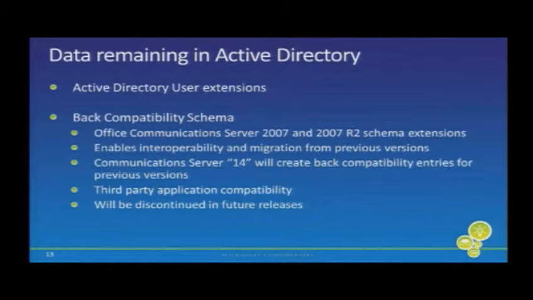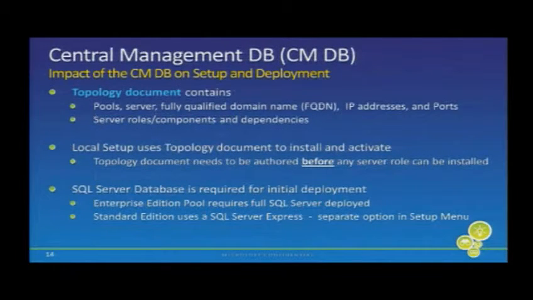Backwards compatibility. CS14 also will publish information to the existing SQL databases and Active Directory for compatibility with 2007 R2 or 2007 R1. The R1 and R2 servers expect to find configuration information in Active Directory, for example, so we're still going to publish a copy of what's in that configuration store to Active Directory for backwards compatibility. As we move forward with additional versions, we will eventually not have to publish that, meaning schema extensions will be greatly reduced or eliminated, as we can update the schema of the central management database without having to update the schema inside of Active Directory.